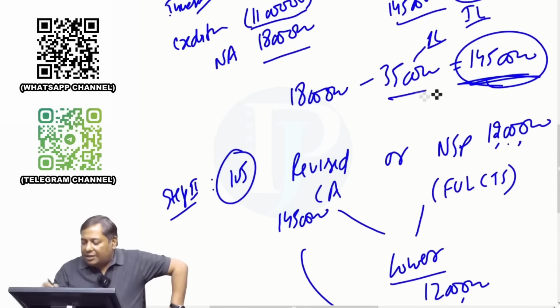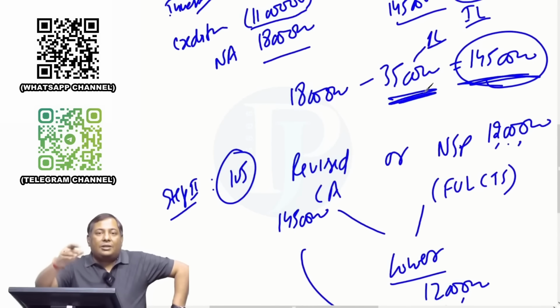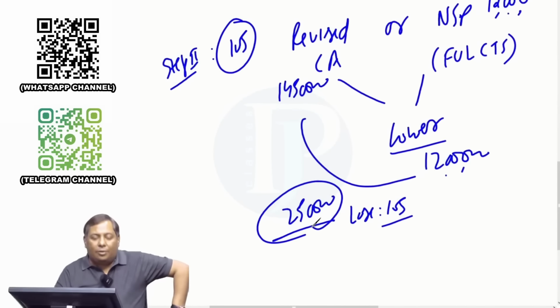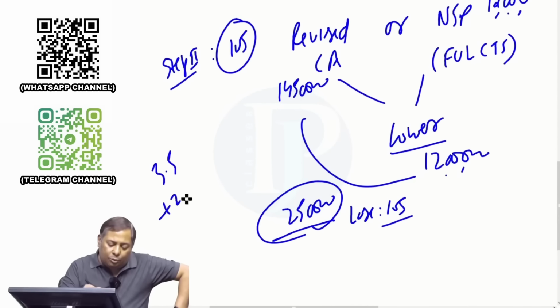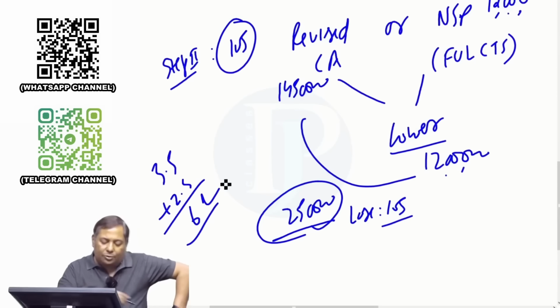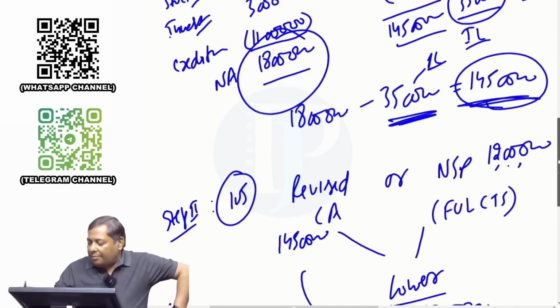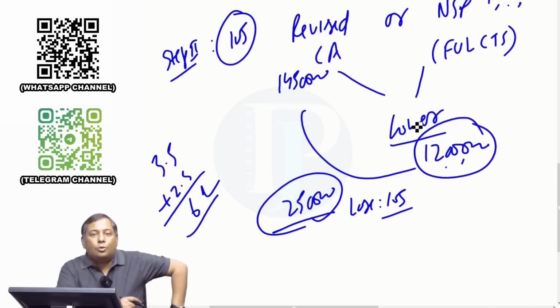So here the loss of 3.5 lakh rupees is the loss of Ind AS 36 and Ind AS 109. The loss of 2.5 lakhs is a loss of Ind AS 105. 3.5 plus 2.5, total loss 6 lakhs. Why? You started from 18 lakhs and now you are at 12 lakhs, within 2 steps.